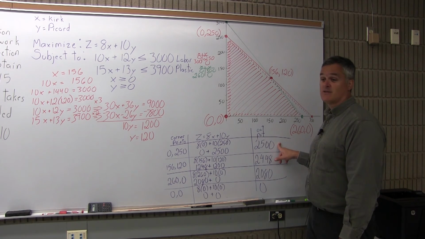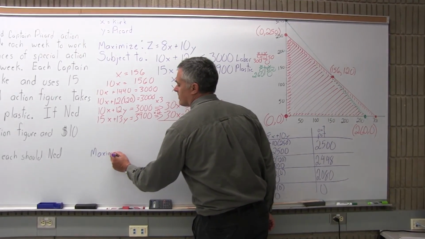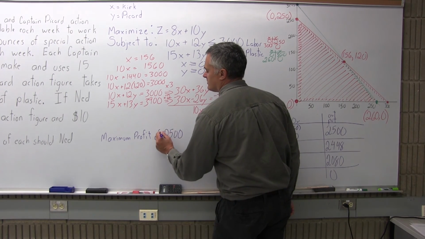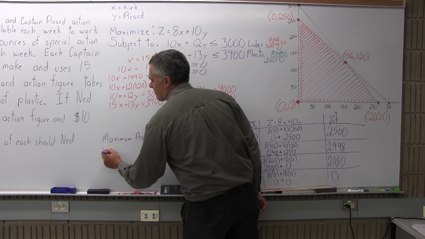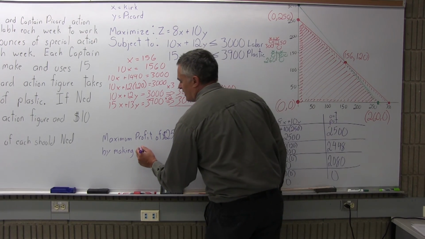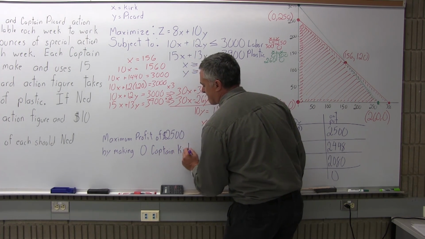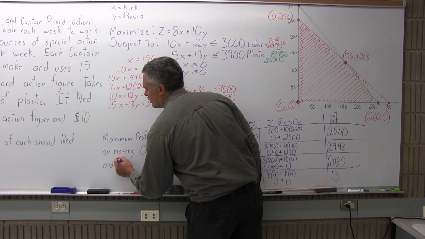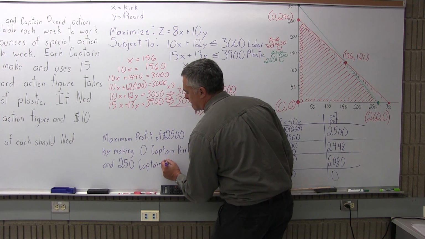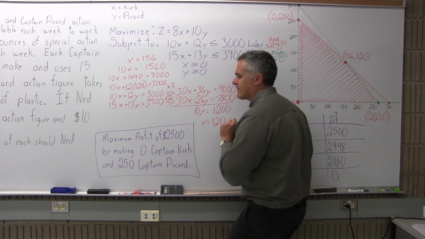Well, the best is we want $2,500 of profit. So for the state your solution, let me write over here, maximum profit of $2,500, put a dollar symbol in front, by making, so that point was 0, 250, so 0 Captain Kirk and 250 Captain Picards. And that's the answer.